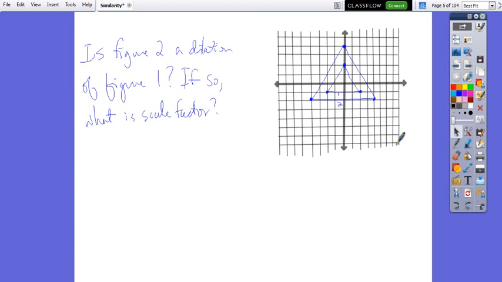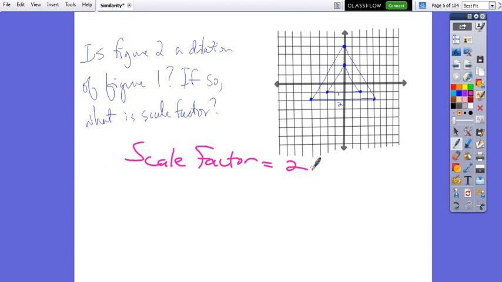So what we have to do is look at the sides. So we got a bottom side here that is 8. We got a bottom side here that is 4. So on first glance, does it appear that they are dilations of one another? Yes, it does appear that way. It appears that the scale factor equals 2, that figure 2 is double the size of figure 1.